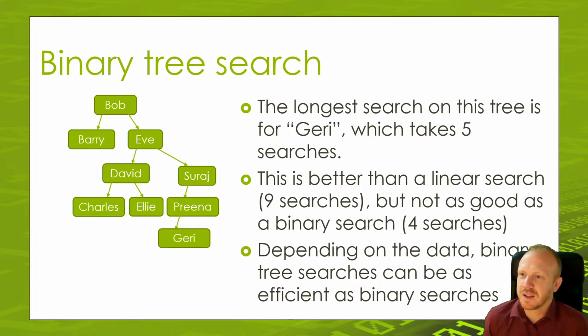So if I want to find Jerry, I check Bob. Jerry is bigger than Bob, so I then check Eve. It's bigger than Eve, so I check Siraj. It's less than Siraj, so I check Preena. It's less than Preena, and there it is. And I can work down that one.